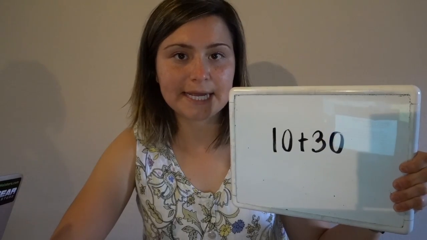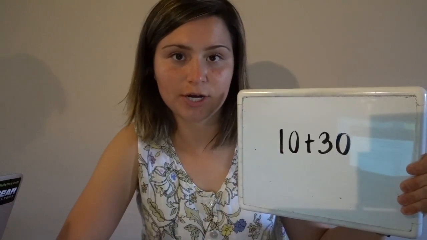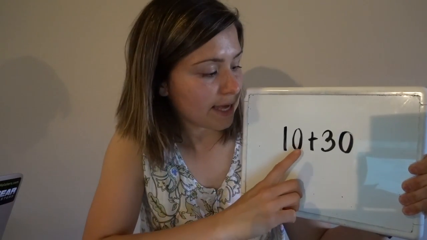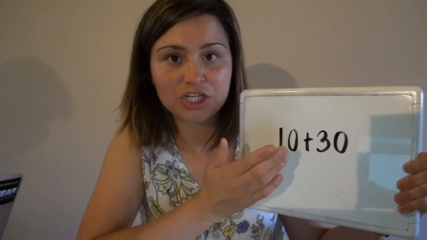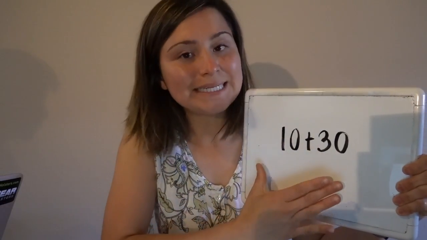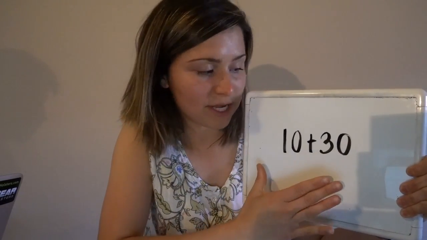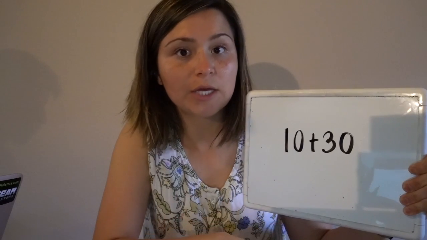I want to start with an example first. 10 plus 30. Now, in this case, in the ones place, we see the digit 0. So we don't need to decompose these numbers. Instead, we can just add 30 with 10 more equals 40.